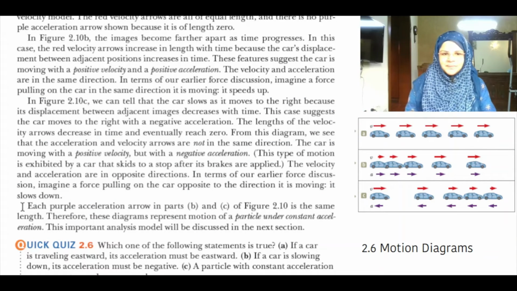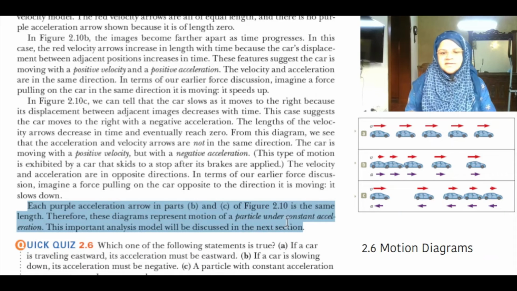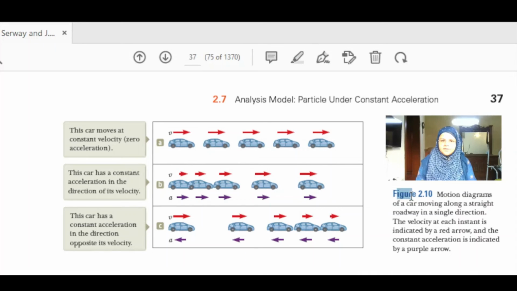Each purple acceleration arrow in parts b and c of figure 2.10 is the same length. Therefore, these diagrams represent the motion of a particle under constant acceleration. This important analysis model will be discussed in the next section. Figure 2.10: motion diagram of a car moving along a straight roadway in a single direction. The velocity at each instant is indicated by a red arrow and the constant acceleration is indicated by a purple arrow.